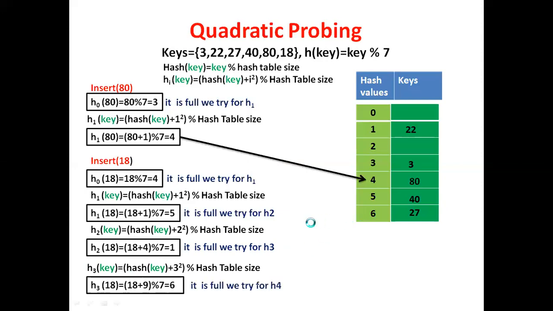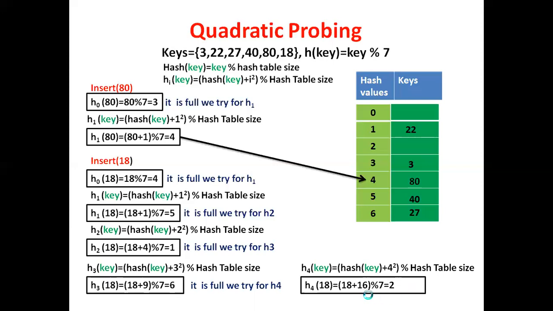You can try for h4. That is h4 of key is equal to hash of key plus 4 square modulus table size. So 18 plus 4 square means 16 modulus 7. That is 2. So check whether the second bucket is empty or not. Yes, the second bucket is empty. Now no collision occurs, so there you can insert our key 18 in the second bucket. So this is the solution for inserting our keys into a hash table by using quadratic probing.